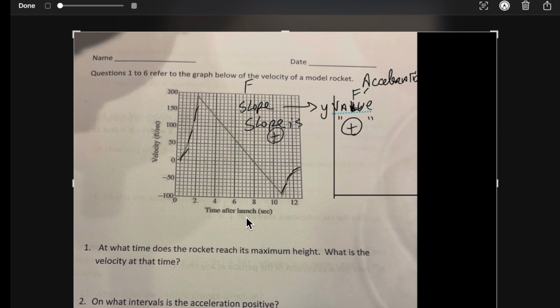This slope here is positive. The velocity is increasing. Therefore, the intervals where the acceleration is positive is going to be from t equals 0 to 2 inclusive union t equals, we're going to call this 11 to 13 inclusive.